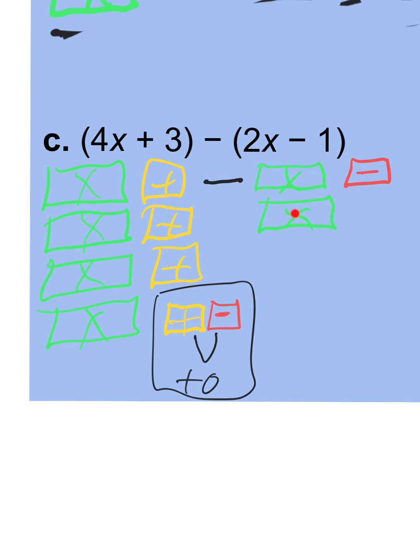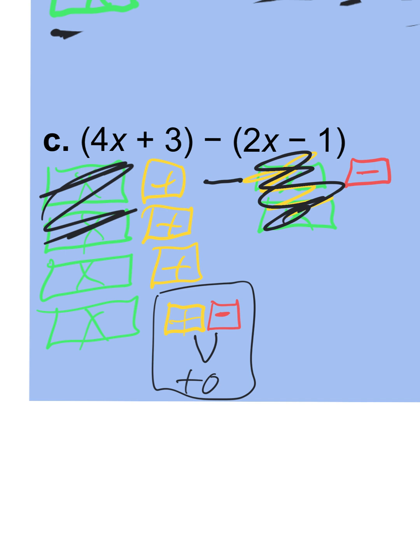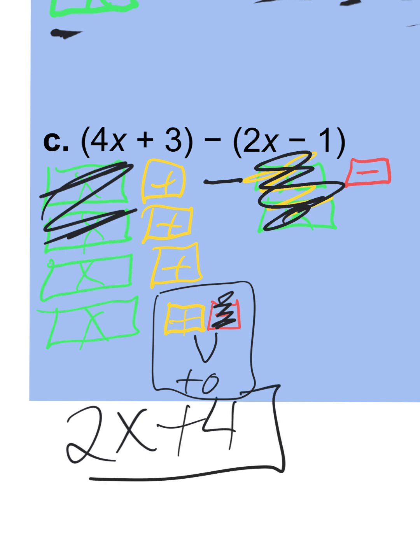So let's start. We need to get rid of 2 x's. So let's do that. 1, 2. Ooh, bad. Sorry. Get rid of 2 x's from here. They also want us to get rid of 1 red. So we're going to do that. 1 negative. What is left? 2 x's. I have 2 x's left. And I have 1, 2, 3, 4 now. 4 positives. That's our answer.